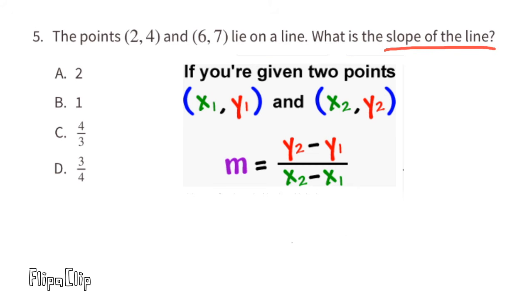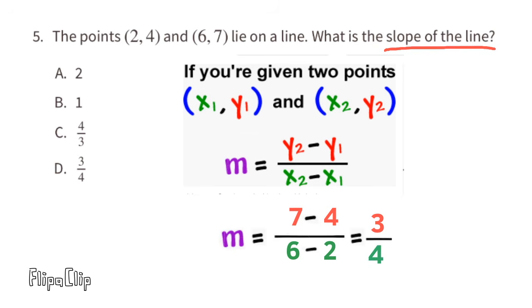Now let's rewrite this as m equals y2, and y2 is 7, minus y1. y1 is 4, over x2. x2 is 6, minus x1, and x1 is 2. Since 7 minus 4 is 3 and 6 minus 2 is 4, m equals 3 over 4. So the slope is 3 over 4.